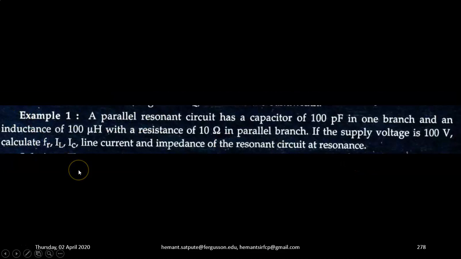Let's take a numerical example. A parallel resonance circuit has a capacitor of 100 picofarad in one branch and an inductance of 100 microhenry with a resistance of 10 ohm in the parallel branch. If the supply voltage is 100 volt, calculate resonant frequency Fr, current through inductor IL, current through capacitor IC, line current, and impedance of resonance circuit at resonance.